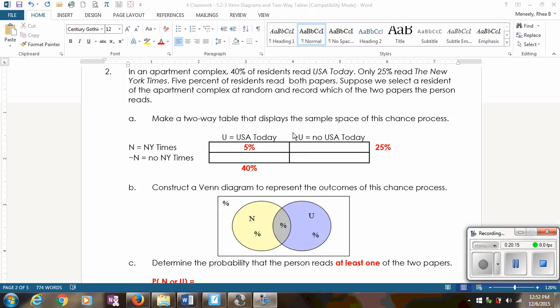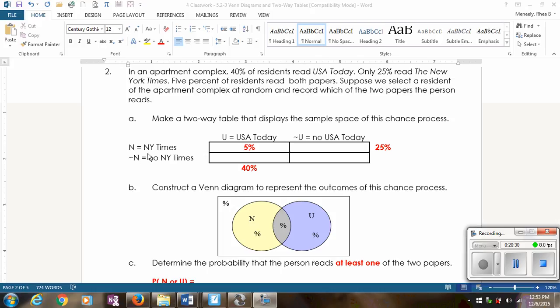And notice the symbol that I'm using for the not. Instead of using the hyphen or the apostrophe, I'm using what's called a tilde. And that's another way of illustrating the complement of an event. For New York Times, I'm using that symbol to represent not reading the New York Times.